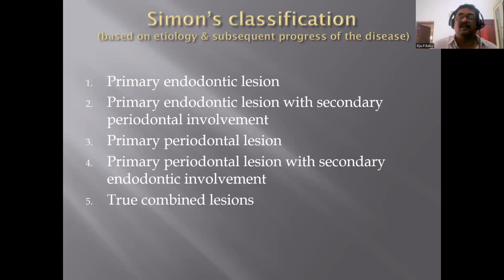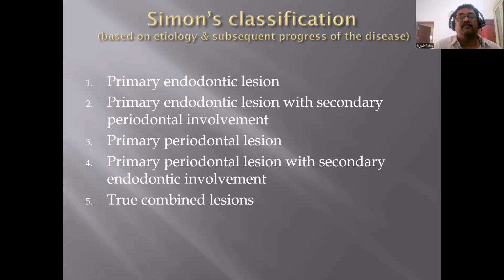Now, for the classification of endo-perio lesion, you have Simon's classification, which is very easy to remember and a very simple classification. It is based on the etiology and subsequent progress of the disease. Now, in this classification, you have a set of 5 different conditions. One is the primary endodontic lesion. This is the common endodontic condition. It is just the endodontic lesion alone.